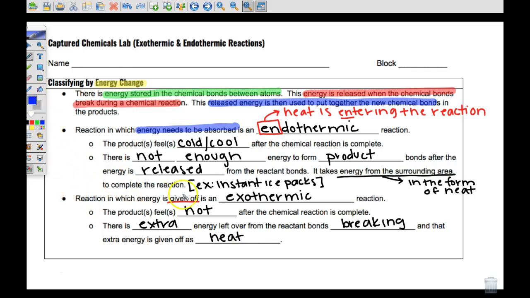A neat way to remember that exothermic is when heat is released is that heat is exiting the reaction. An everyday example of an exothermic reaction are those portable hand warmers that you buy when it's really cold outside.